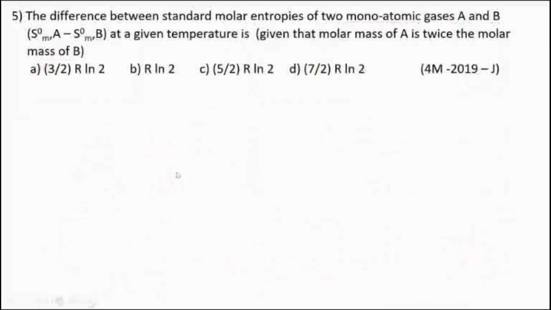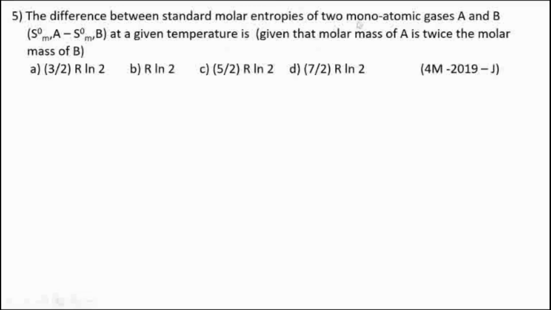Okay, see this question: the difference between standard molar entropies of two monatomic gases A and B. They are asking this difference at a given temperature T. An additional piece of information is given: the molar mass of A is twice the molar mass of B. Okay, how to do this? I'll do it here.